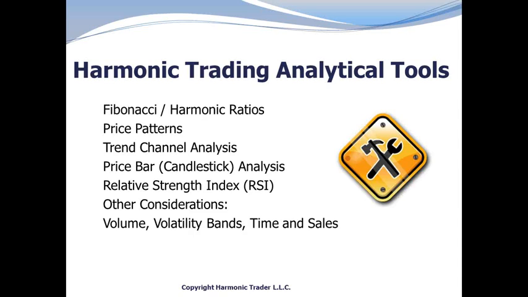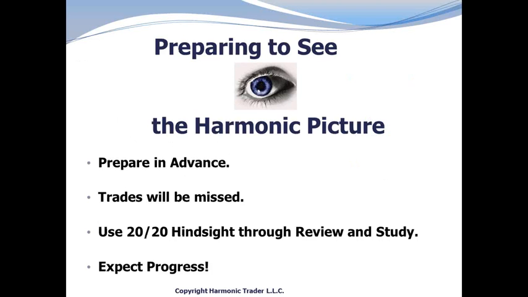So what are the tools that we use within harmonic trading? Harmonic trading analytical tools are as follows: Fibonacci and harmonic ratios, price patterns, trend channel analysis, price bar candlestick analysis, that is, looking at price action, and the relative strength index. That's one of the primary indicators of all of the measures within technical analysis that we use. It's primarily relative strength. There are other considerations, though, such as volume, volatility bands, and time and sales records. But these principally make up the harmonic trading analytical tools.